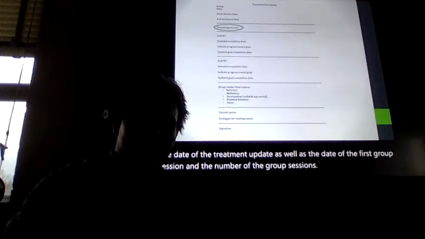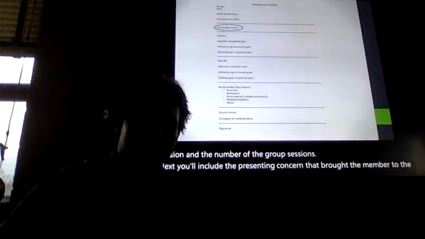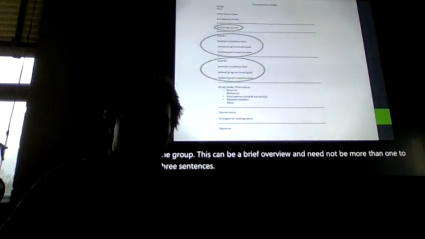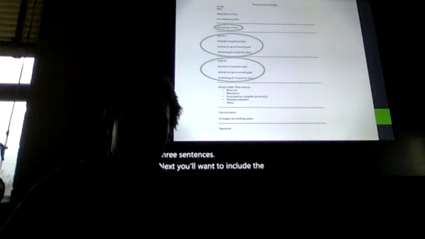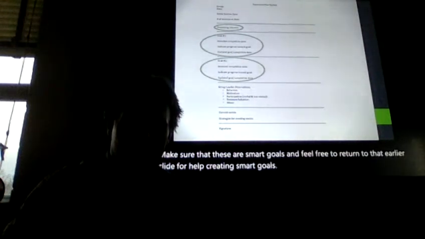Next, you'll include the presenting concern that brought the member to the group. This can be a brief overview and need not be more than 1 to 3 sentences. Next, you'll want to include the individual goal or goals that the group member designated at the beginning of the group. Make sure that these are SMART goals, and feel free to return to the earlier slide for help creating SMART goals.